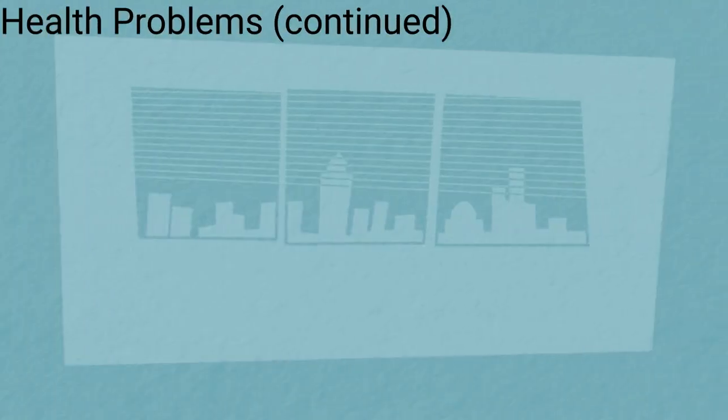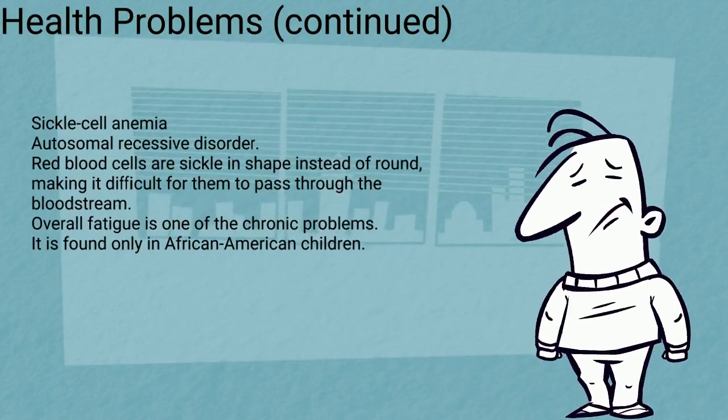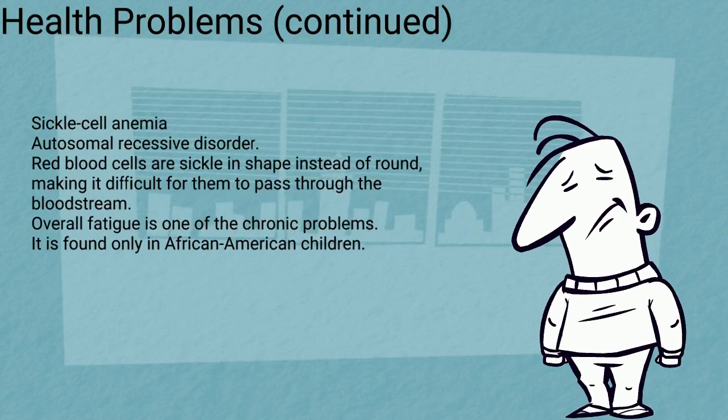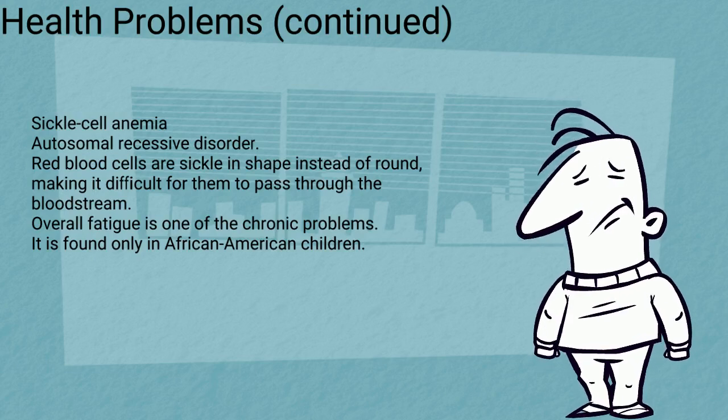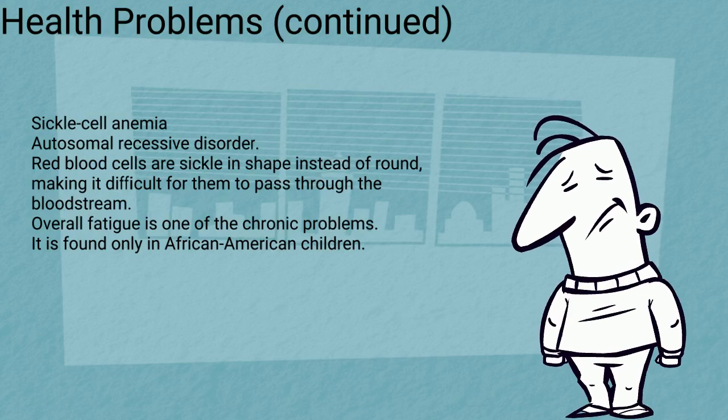Sickle cell anemia, an autosomal recessive disorder. Red blood cells are sickle-shaped instead of round, making it difficult for them to pass through the bloodstream. Overall fatigue is one of the chronic problems. It is only found in African American children.